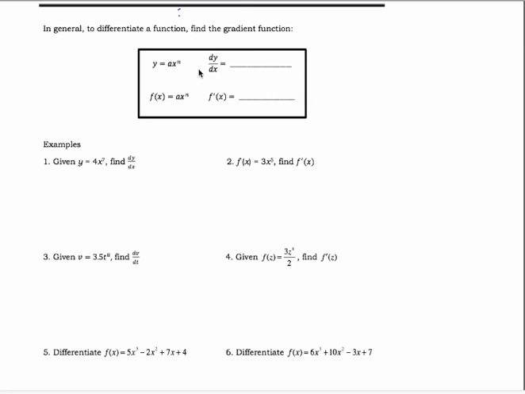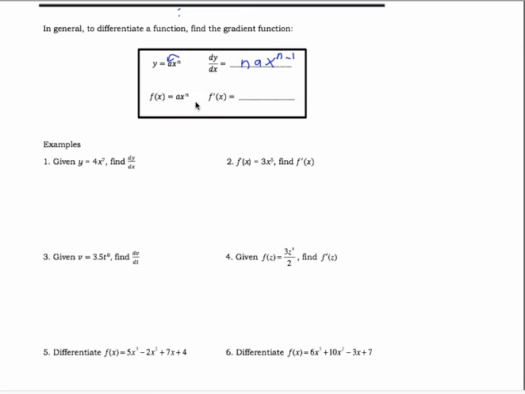So if we have a function y equals a times x to the power of n, then the derivative of this function is going to be, well, we always reduce the power by 1, so it's going to be n minus 1, and then we multiply n by the coefficient in front, so we're going to have n times a times x to the power of n minus 1.